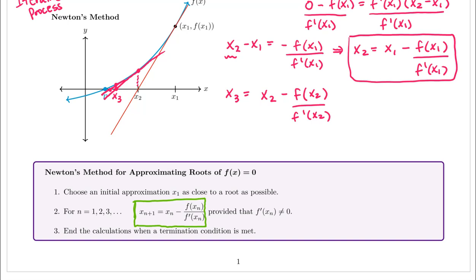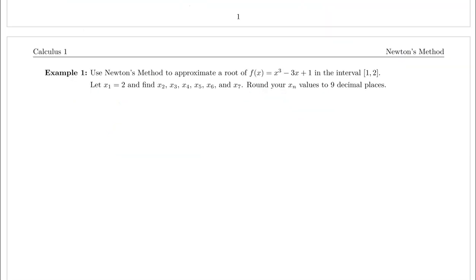So let's go ahead and take a look at an example so we can utilize these steps. All right, example 1 says use Newton's method to approximate a root of the function f of x equals x cubed minus 3x plus 1 in the closed interval from 1 to 2. Let x sub 1 equal 2, and then find x2, x3, x4, all the way up to x7.